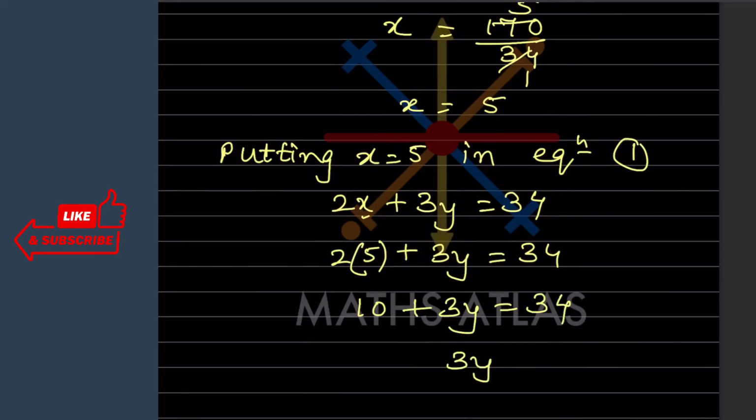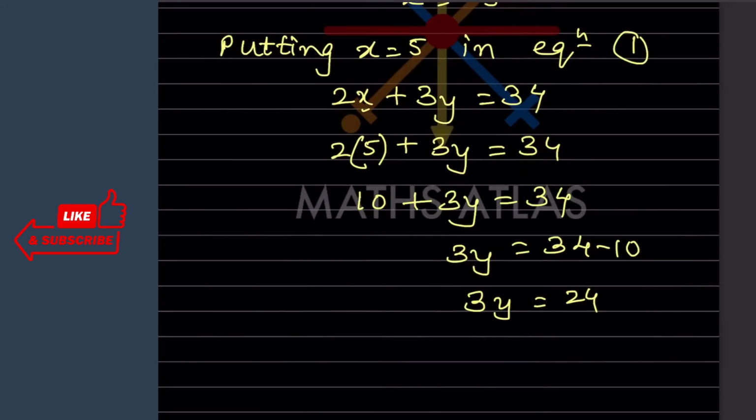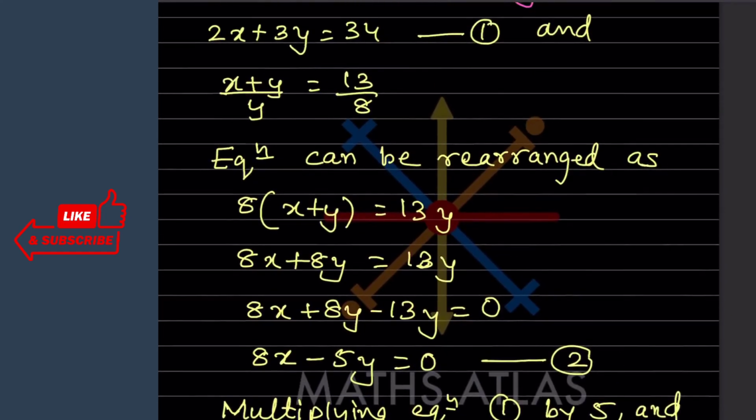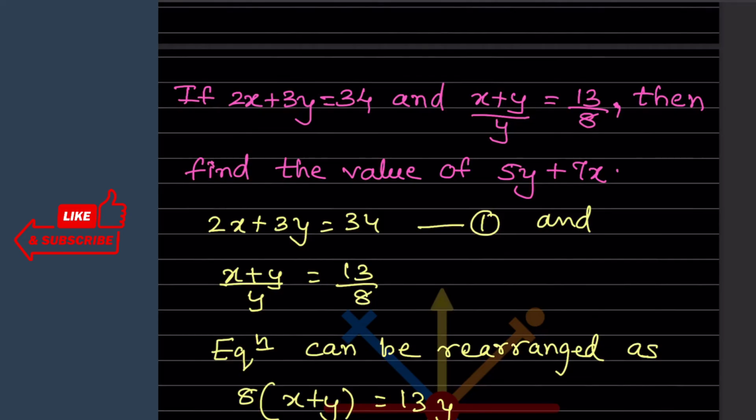So 3y is 34 minus 10. So 3y is going to be 24. So y is 24, and actually this is multiplication, so this is going to get divided by 3. So y is 3 ones are 3, 3 8s are 24. So y is 8. Now what do they want here? They want the value of what? That is 5y plus 7x.